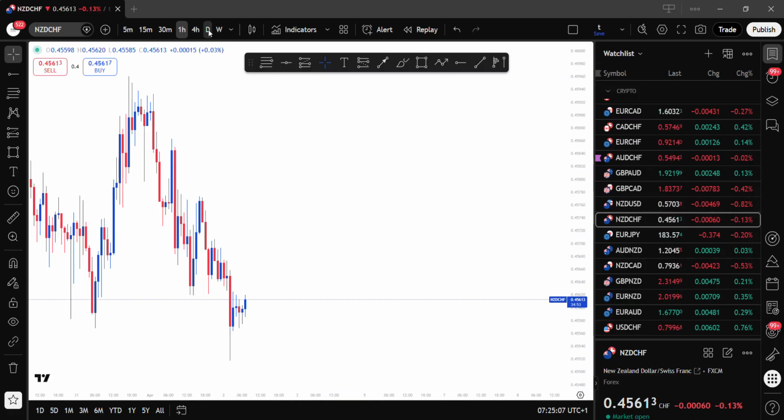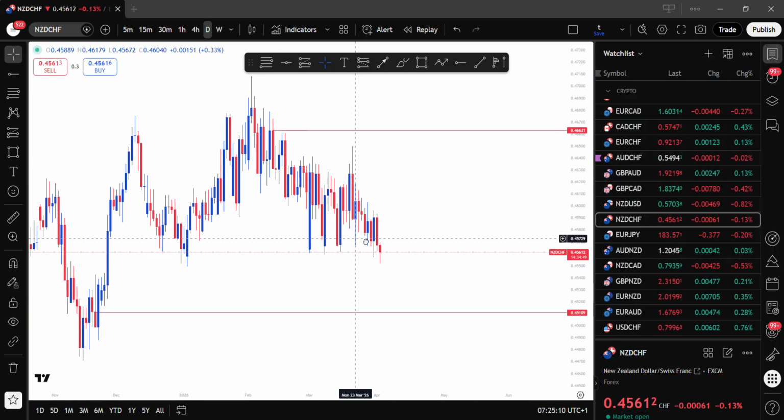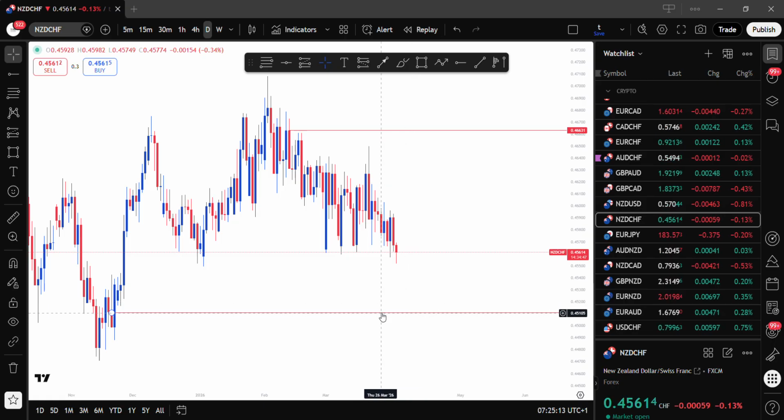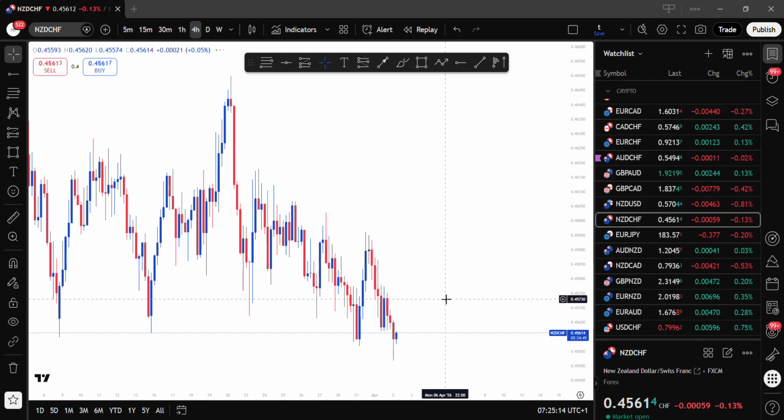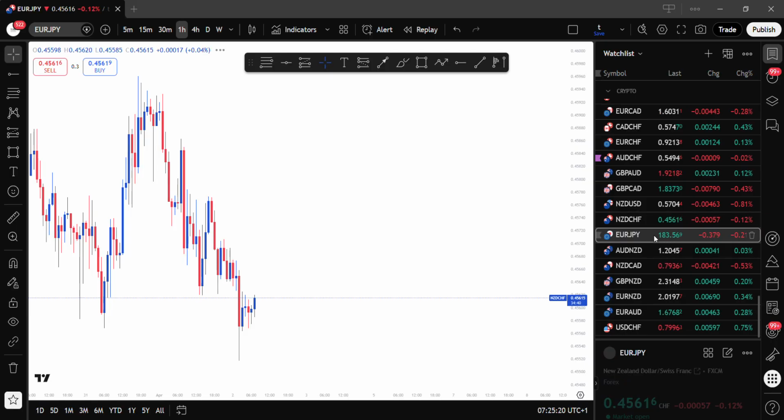On NZDCHF daily time frame, you can see market has been selling the whole time, sell to this point, and the buy will start happening. If you check the 4 hours, you can see more sales happening but no entry. 1 hour as well, more sales happening but no entry.